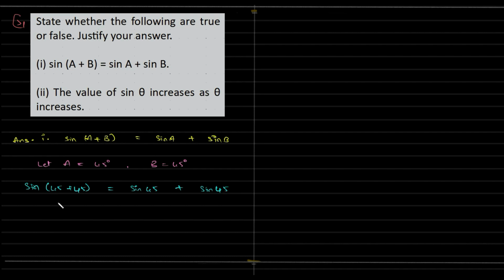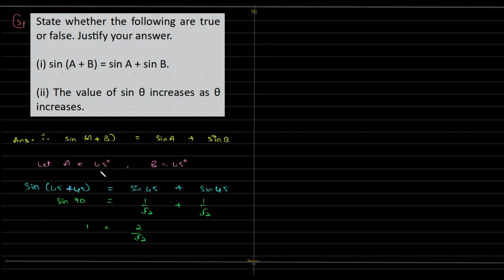So this is sine 90. Sine 90 is 1. And this is 1 by root 2 plus 1 by root 2. So 1 is equal to 2 by root 2. Okay, so clearly this is a false statement. So this particular thing is not true.